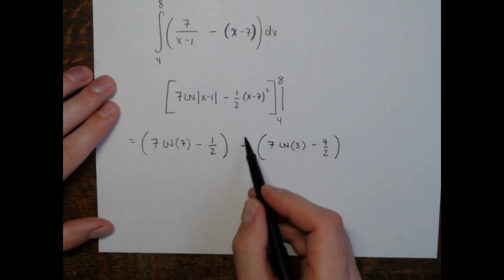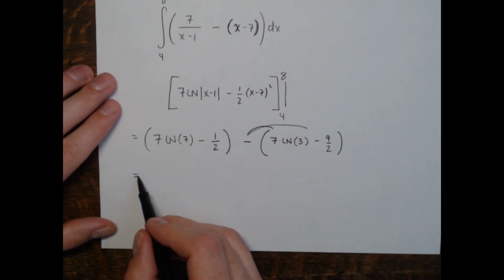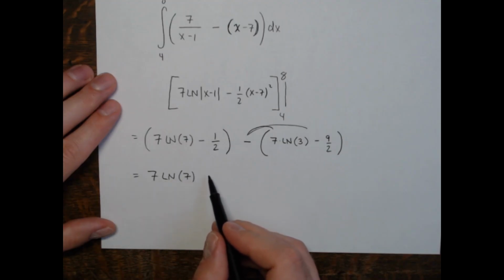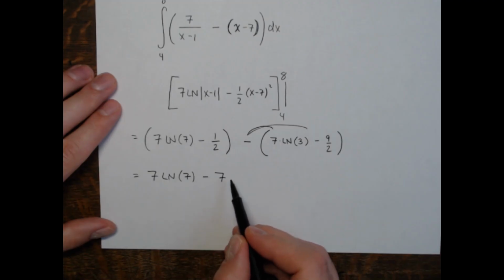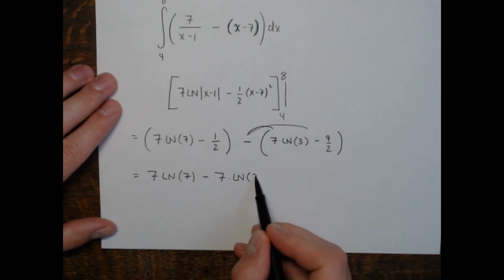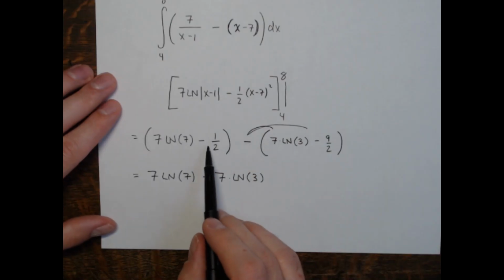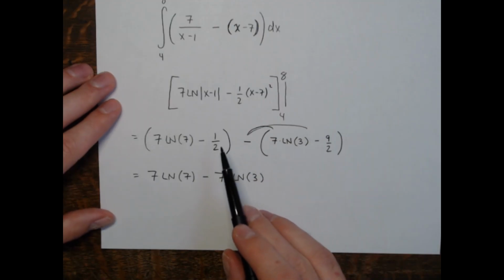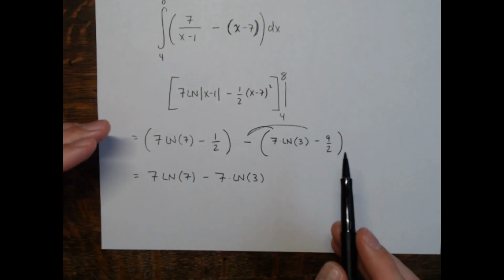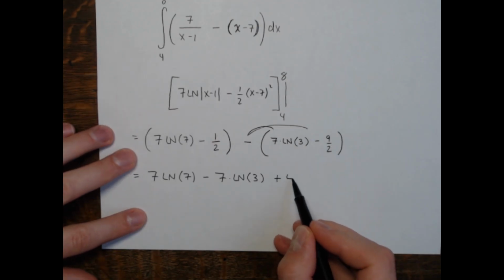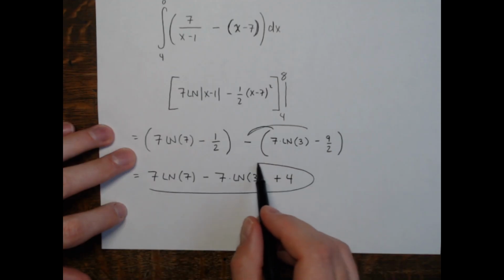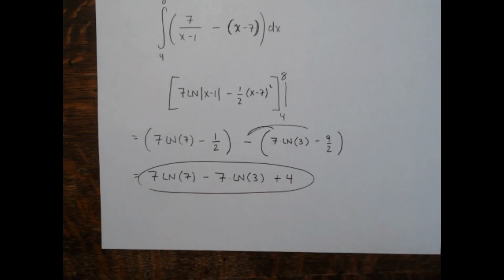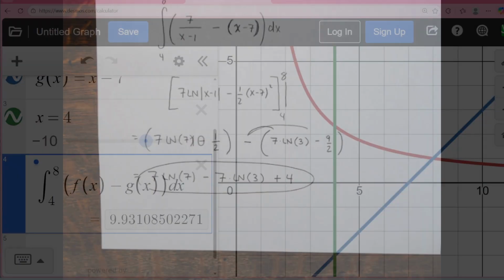And after distributing this minus here and combining like terms, we got 7 times the natural log of 7, and minus 7 times the natural log of 3. And then we have negative half, and then plus 9 halves. Negative 1 half plus 9 halves would be positive 8 halves, or plus 4. So this should be good. Now you can use properties of logarithms to rewrite this if you want, but this should be good for the value, and let's double check that.